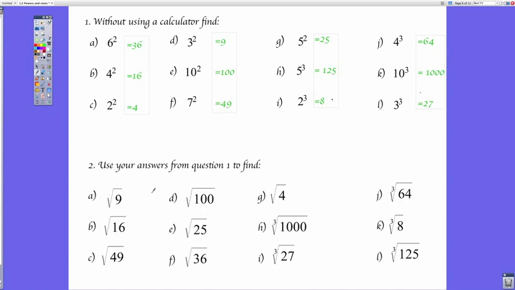Now it says, use your answers from question 1 to find all of those square roots and cubed roots. Okay, so if I do the first one with you, what is the square root of 9? You're not using a calculator, you want to use the information that you've just found. So something squared gives me 9. From all of those we can see it's a 3 squared. So the square root of 9 is going to be 3. The next one is the square root of 16, and so on.